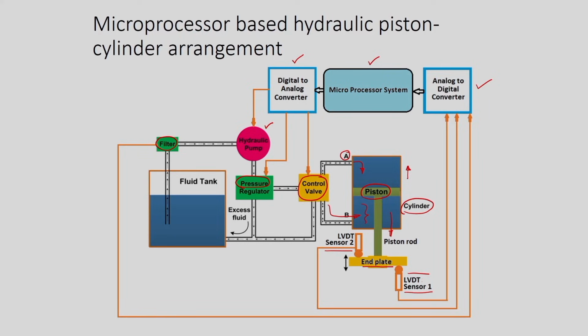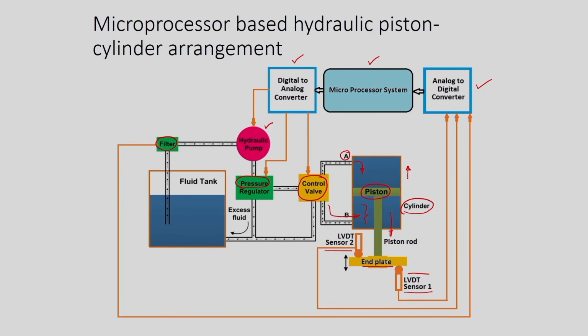So, in this way the microprocessor controls the pumping of the hydraulic fluid inside the piston cylinder arrangement, it regulates the pressure and it controls the direction of movement of fluid inside the system. In this way we can convert systems into a typical microprocessor based automated system. Of course, for this we need many equipment, many sensors, actuators, and we have to learn how to program the microprocessors as well. With this discussion I would like to conclude this lecture.